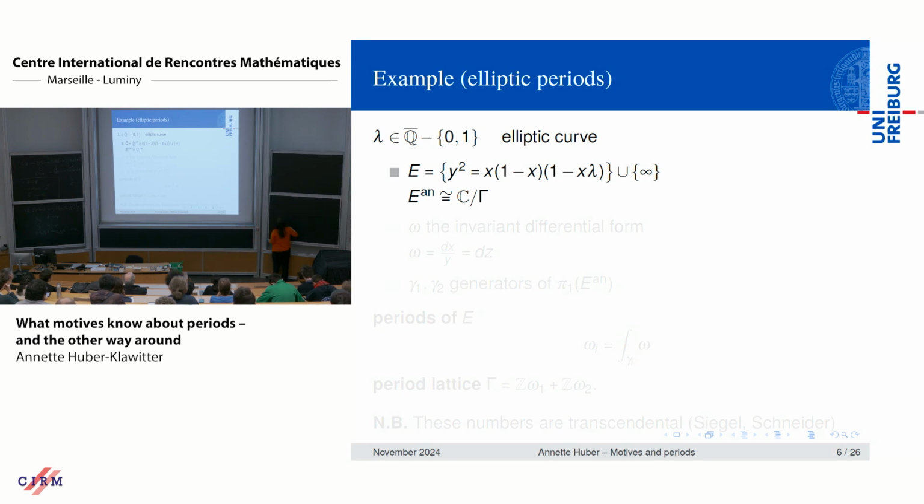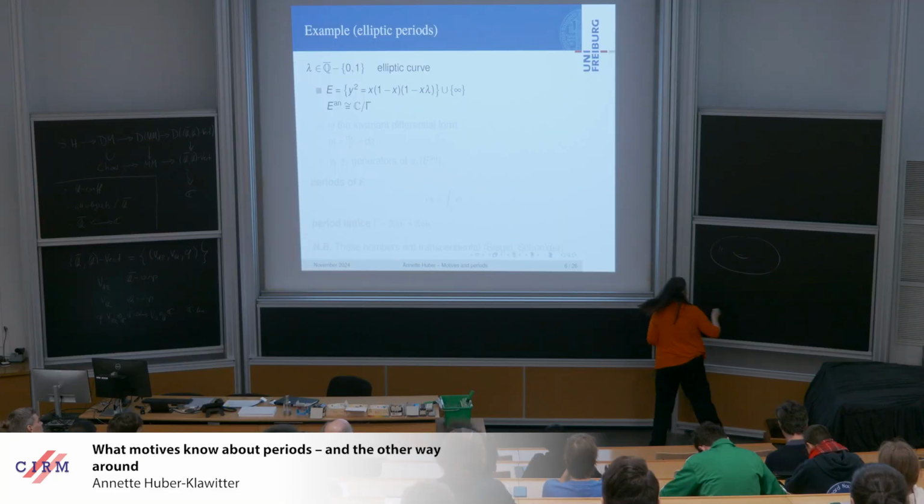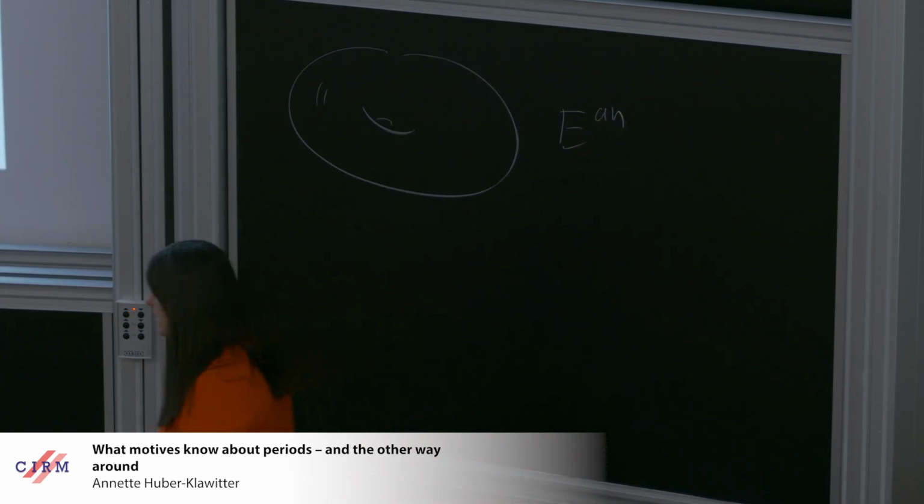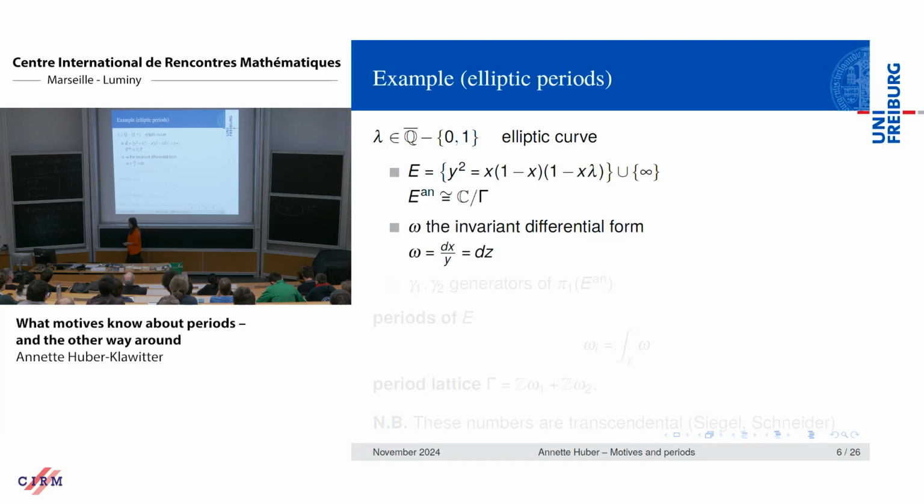So the picture of the complex numbers is that one. Okay, this is E of C. Then I need a differential form. Because this is genus 1, there's really only one global algebraic differential form, the invariant differential form. If you want to write it in coordinates, it's dx over y.